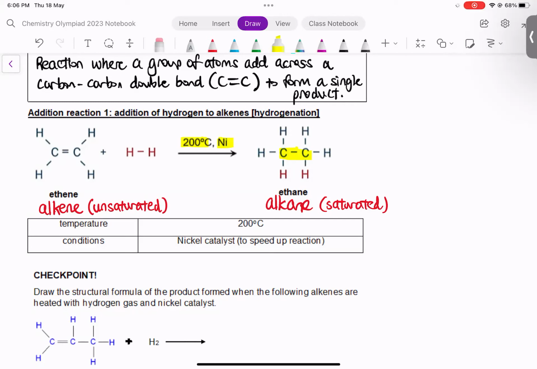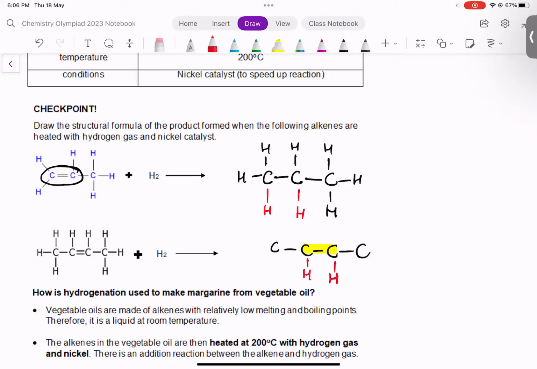The second one, the double bond is in the middle. Again, break the double bond, become a single bond. Stick your 2 atoms onto different carbon atoms. So you can see it adds across the double bond. So you went from butene to butane.